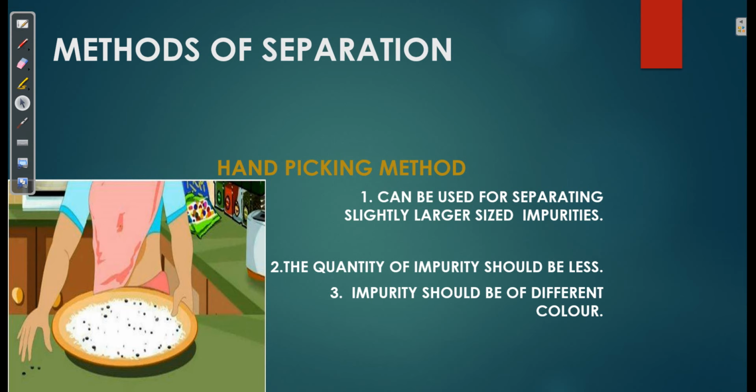So, for using a hand picking method, you have to remember three things. The first thing is that it can be used for separating slightly larger sized impurities. The second point is the quantity of impurity should be less. And the third point is impurity should be of different color. Alright, I hope till now you have understood. So now we are going to discuss the next method.